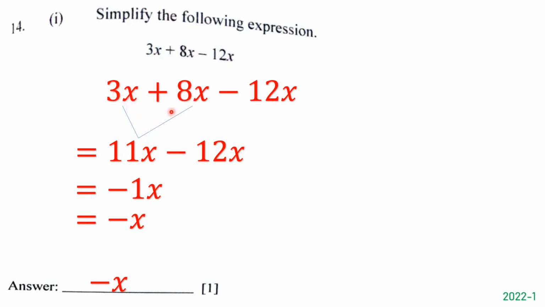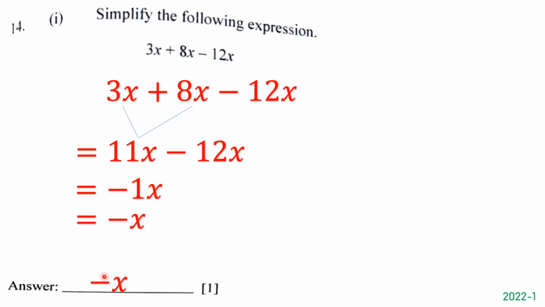Let's add 3 and 8. 3 plus 8 is 11. And so we put the 11 right here, and we make sure to bring down the x as well. We bring down the negative 12x, and we subtract. 11x minus 12x is negative 1x. Since negative 1 is the number in front, that's the coefficient in front of the x. We can just write the negative. So we just put negative x. That means the same thing as negative 1x. You don't have to put the 1 in front. So the answer is negative x.